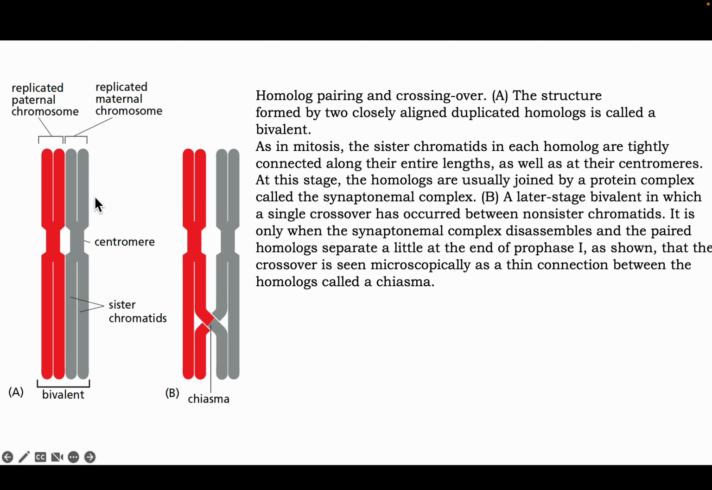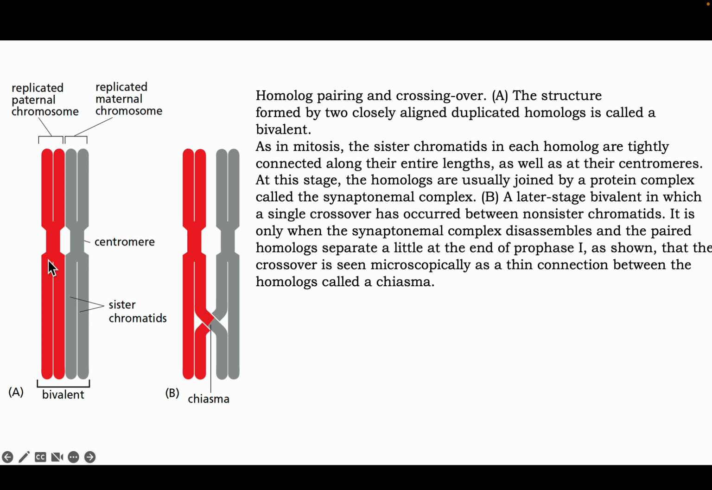Now, whatever we were discussing, this is the pictorial view. These are two homologous chromosomes. This is the replicated paternal chromosome, and this is the replicated maternal chromosome. These are centromeres. These are sister chromatids. This is a bivalent. Now when crossing over happens, they form chiasma. Homolog pairing and crossing over.